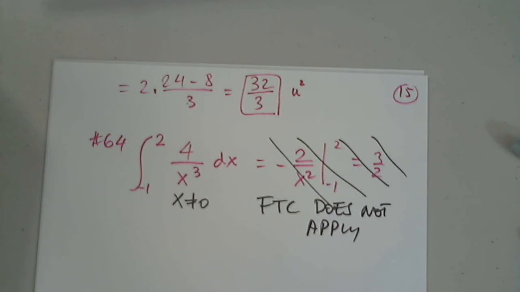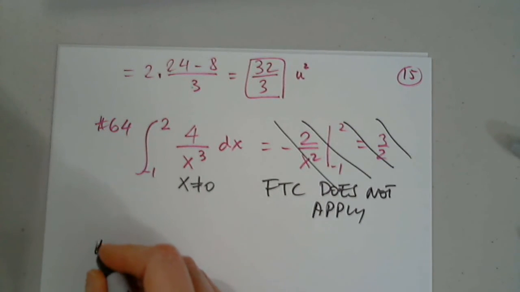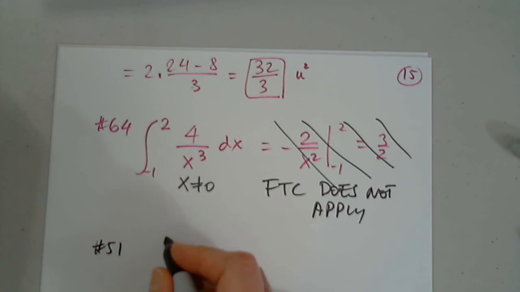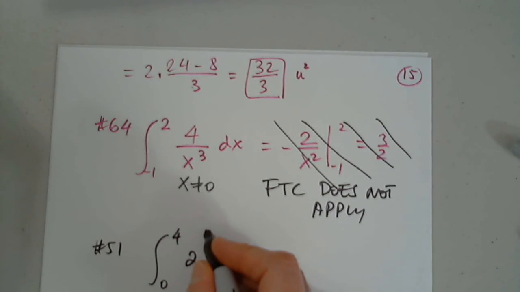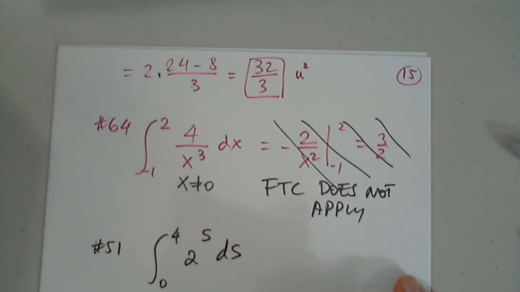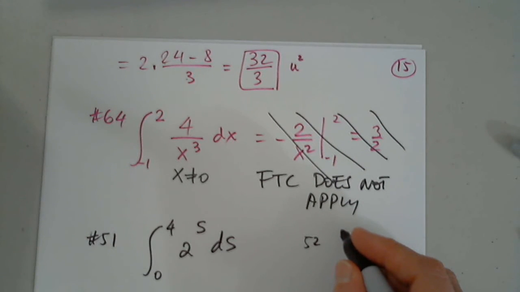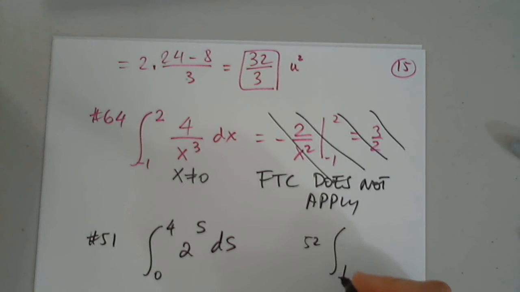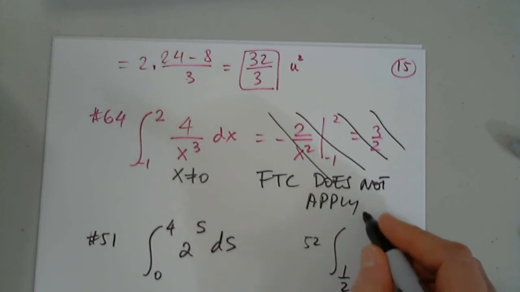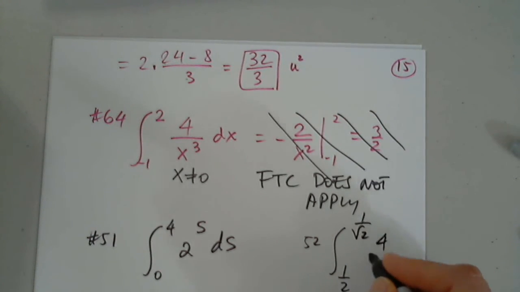How about that 51? That looks smaller. Yes, let's look at 51 and let's look at 52. So let's start with 51: the integral from 0 to 4 of 2 raised to s ds. And let me also copy on the side 52: the integral from 1/2 to 1 over the square root of 2 of 4 over the square root of 1 minus x squared dx. Perfect. So now I can stop sharing.